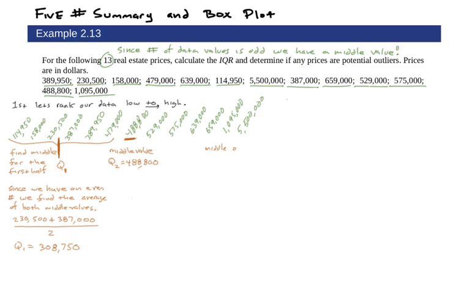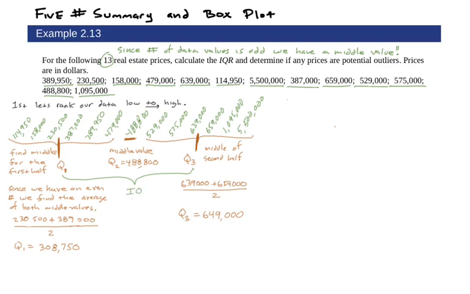Similarly, we're going to want to do this for the second half of the data. We want the middle value, and we're going to have to get an average or midpoint for those two. Our third quartile is going to be 649,000. Let's also focus on this middle 50%. Where does that fall? Let's calculate that IQR, which is Q3 minus Q1. Our interquartile range is going to be about 340,250.